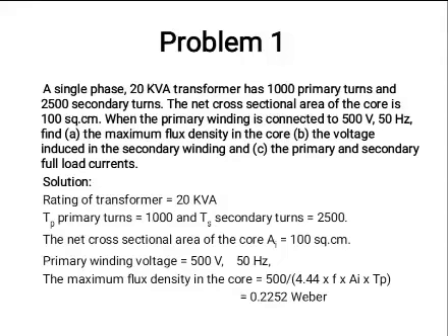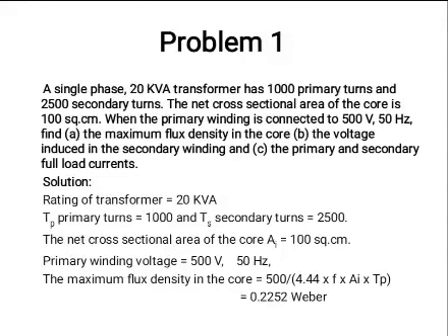First point. Second point is the voltage induced in the secondary winding. Then the third point is the primary and the secondary full load currents. So here they have given the rating of the transformer, that is 20 kVA. Then the primary turns are given, that is 1000. Secondary turns are also given, that is 2500. Net cross sectional area is also given, that is 100 square centimeter. The primary voltage is 500 volt, 50 Hz frequency.